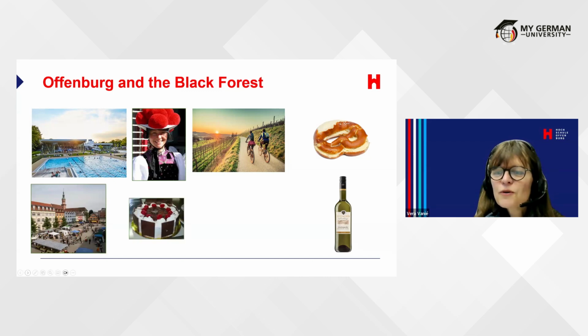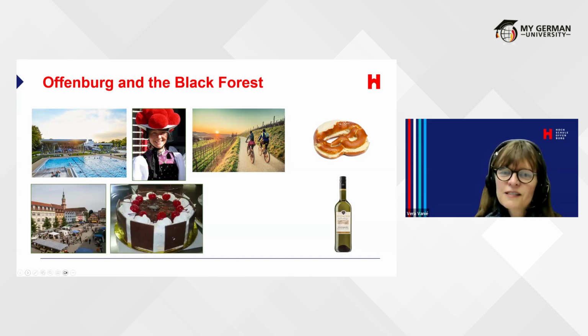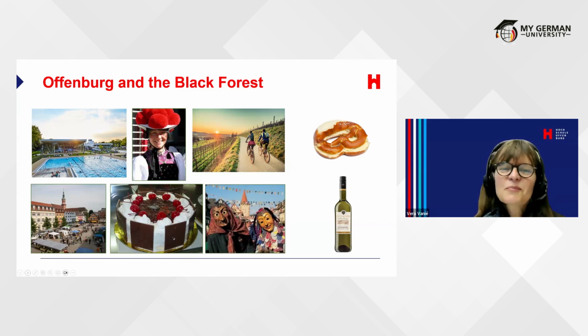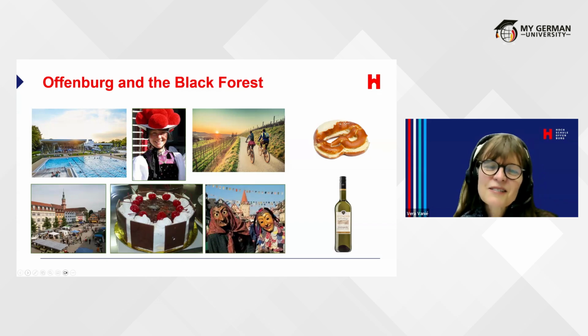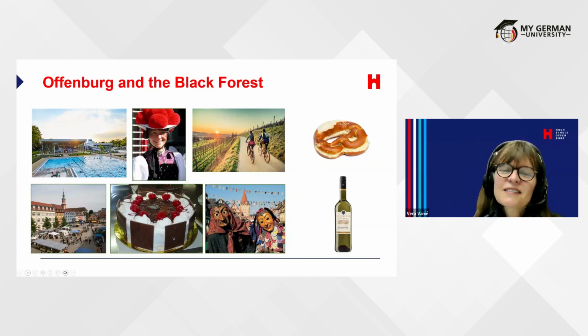This is a picture of Offenburg. This is the famous Black Forest cake. And yes, like Bonn, we also have Carnival, but it's not called Carnival here. It's called Fasnet, and it's completely different. As you can see here with the masks, it's much more traditional here in the south.